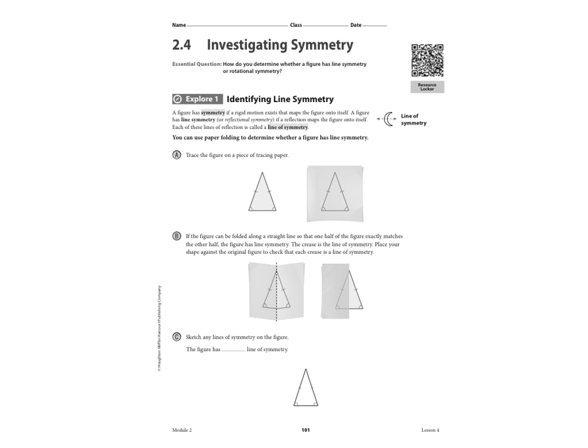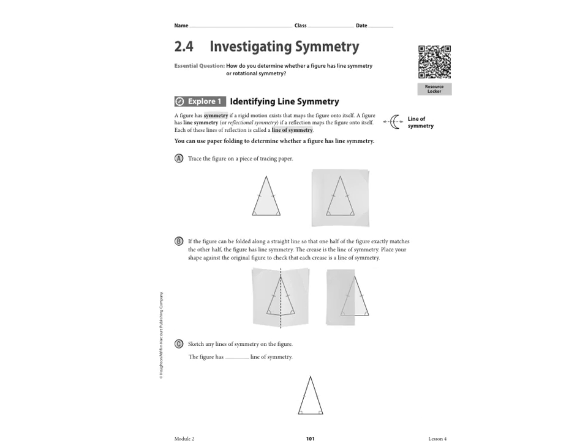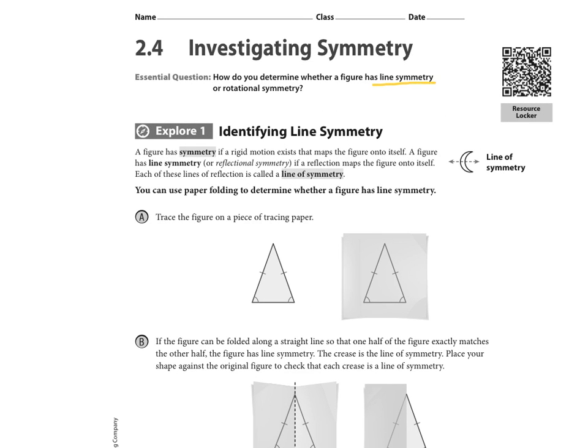So we're going to go on to 2.4, which is investigating symmetry on page 101. We're going to look at 2 different kinds of symmetry: line symmetry and rotational symmetry. Symmetry is where a figure maps onto itself. A figure has line symmetry if you can draw a line, called a line of symmetry, and it's the same as a line of reflection, which means that line is where you're going to make a fold.